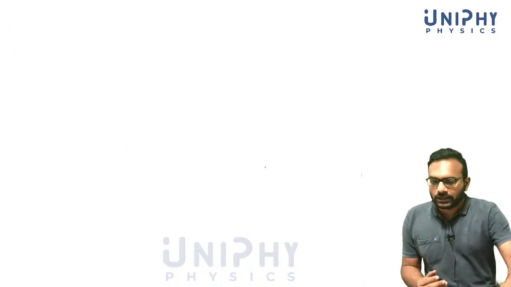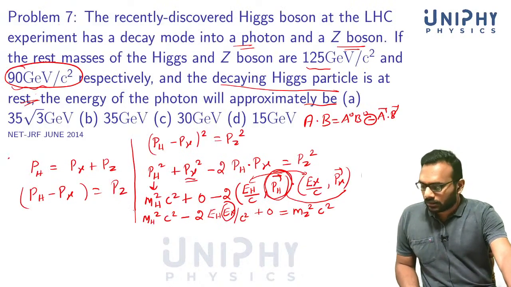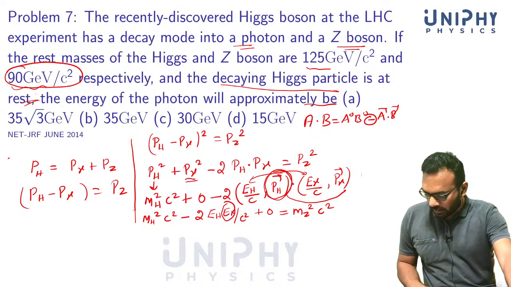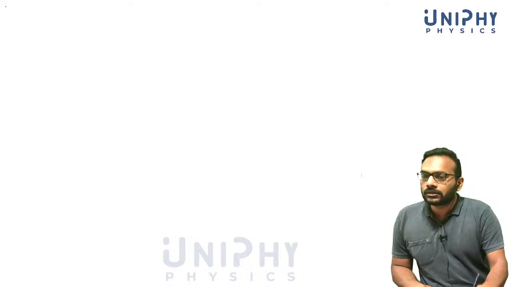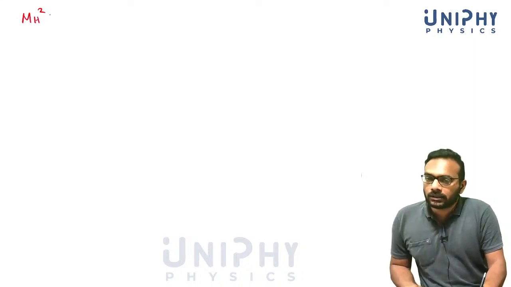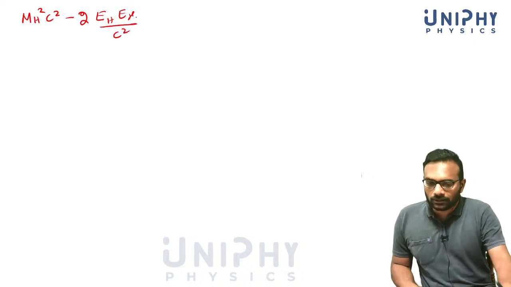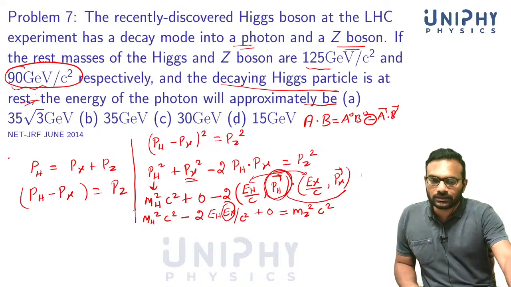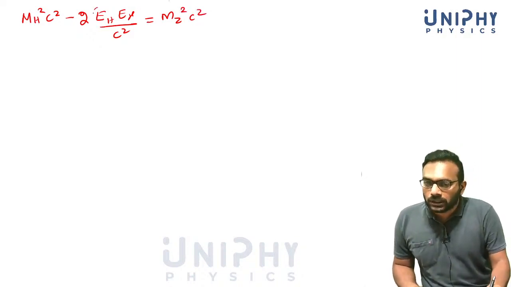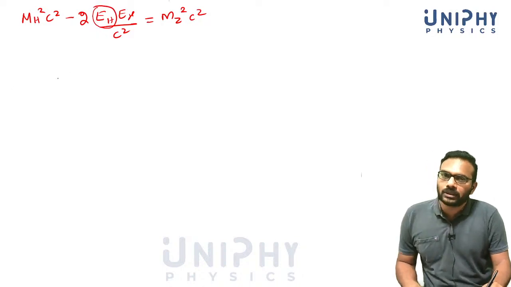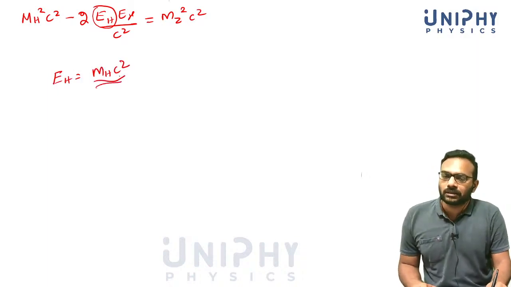So you take this equation. I'll just write it down here again. What we found here was mh square c square minus twice EH E gamma by c square is equal to mz square c square. We have done it. You just solve for E gamma. We also need this EH. What is EH? This is the energy of the Higgs boson, and the Higgs boson is at rest, so EH is simply mh c square, the rest energy.